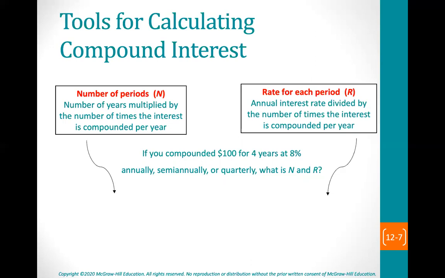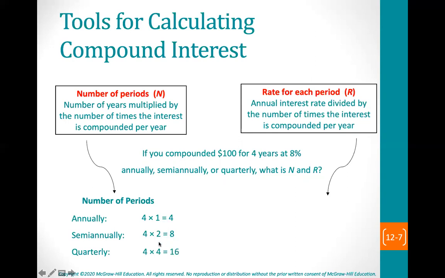So first, number of periods. We have 4 years, and we're looking at annually, semi-annually, and quarterly. Annually, there's 1 period per year, so you have 4 total periods. Semi-annually, you have 2 periods per year. For 4 years, you have 8 total periods. Quarterly, you have 4 periods per year times 4 years, you have 16 total periods.